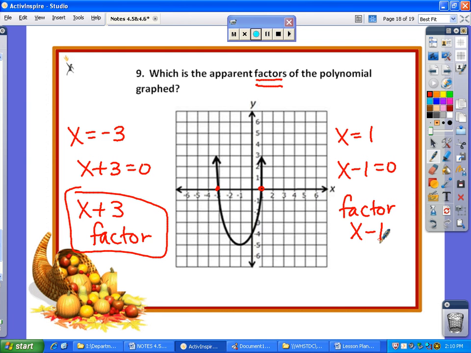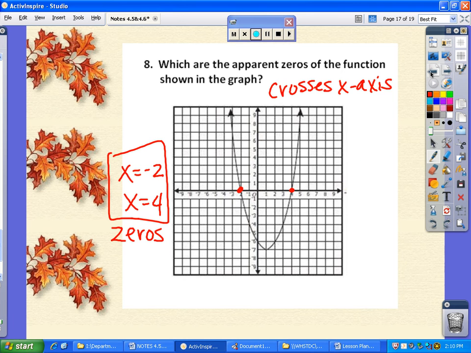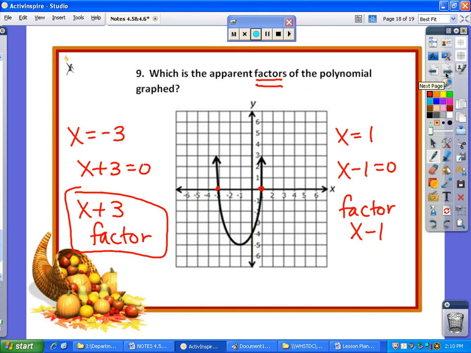So notice the difference between 8 and 9. If it's asking for a zero, you want x equals. If it's asking for a factor, you need to go one step further and turn it back into an expression. So kind of unsolve it. What was the equation that got you x equals negative 3?